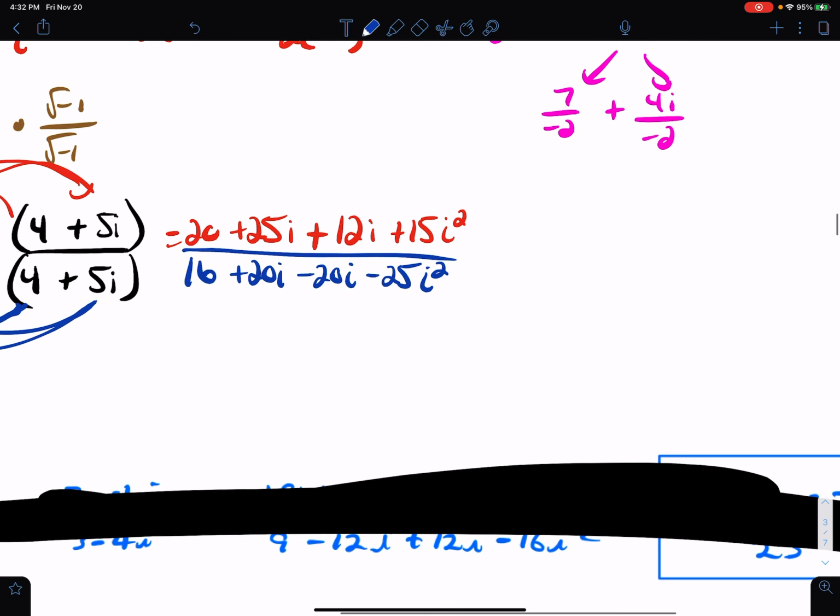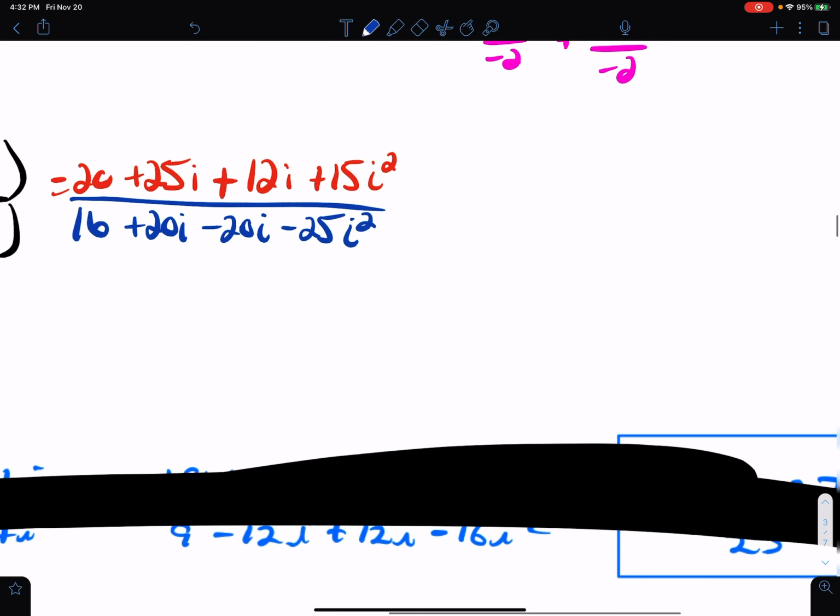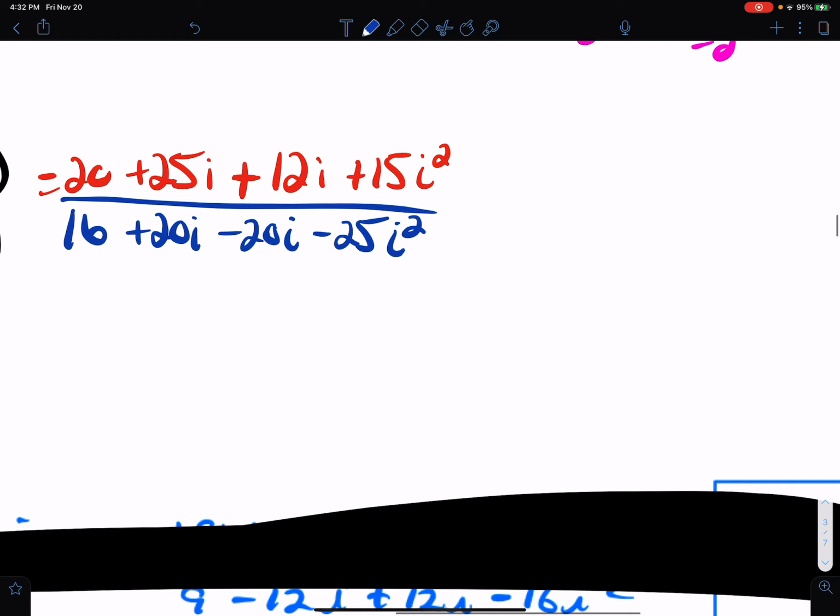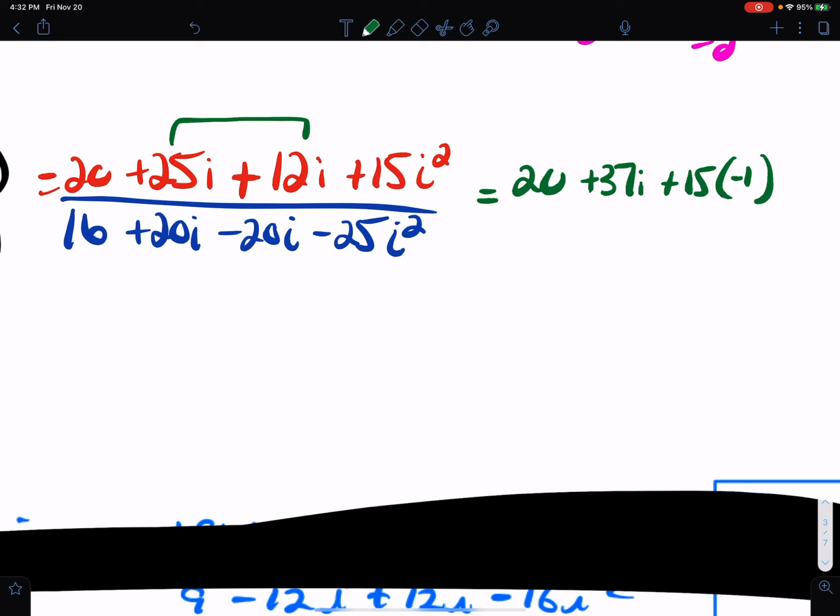So after we do that, we keep our answer in terms of i squared, so then we can start to replace and simplify. Now I'm going to do a little simplification along the way, meaning in the middle here, 25i and 12i, I can write that as 37i. But then when I get to i squared, before I do anything, I'm always going to replace it with a -1. Same thing on the bottom. There was a 16 there. And this is a way of checking our work.